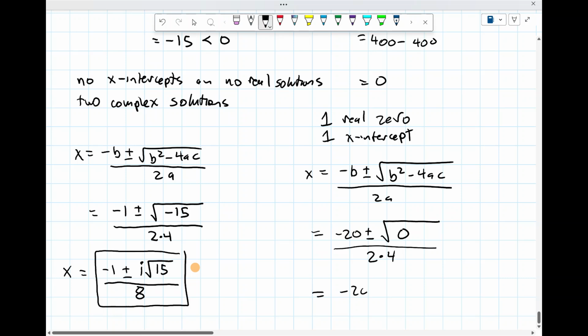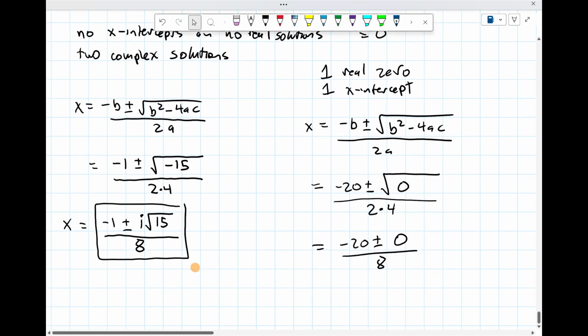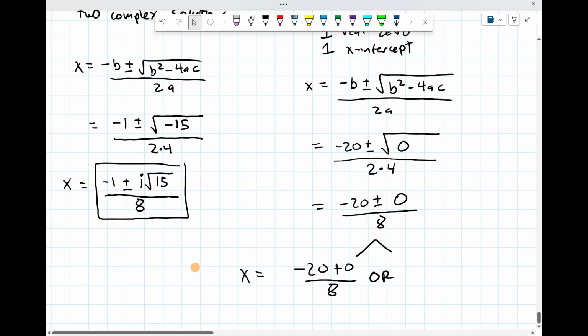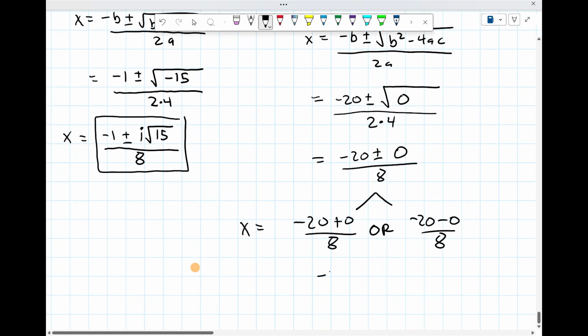So this ends up being negative 20 plus or minus, and the square root of 0 is just 0. Now this is part of the reason why this will only have one solution, because when we split this into two possible solutions, you either get negative 20 plus 0 divided by 8, or negative 20 minus 0 divided by 8. Now, in both cases, negative 20 plus 0 is just negative 20 divided by 8, and negative 20 minus 0 is just negative 20 divided by 8. So basically you have two solutions, but they're the exact same number.